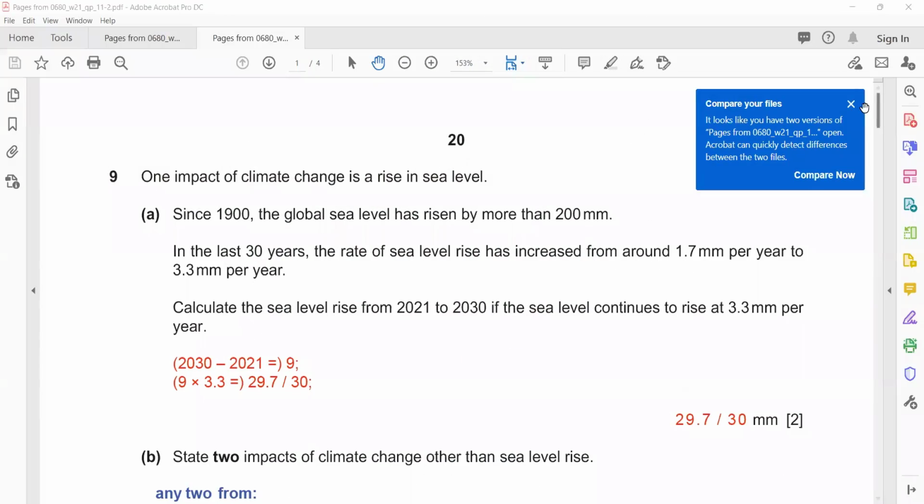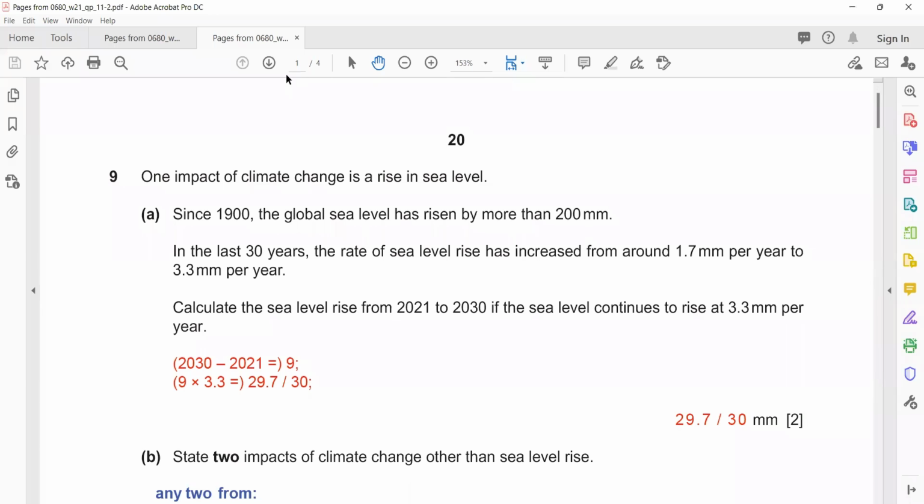Okay, now see the question. Can you see the screen? So what is the question number now? Question number 9. Here they're saying the one impact of climate change is a rise in sea level. When the climate is changing, the glaciers are melting and the sea level is increasing. Since 1900, the global sea level has risen by more than 200 millimeters.